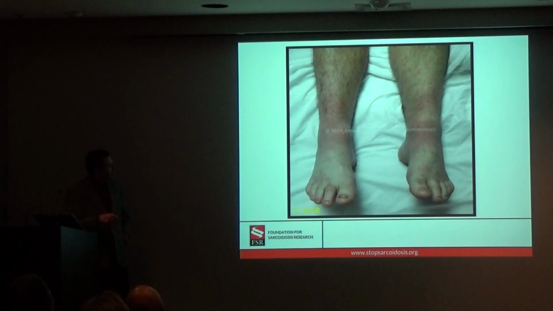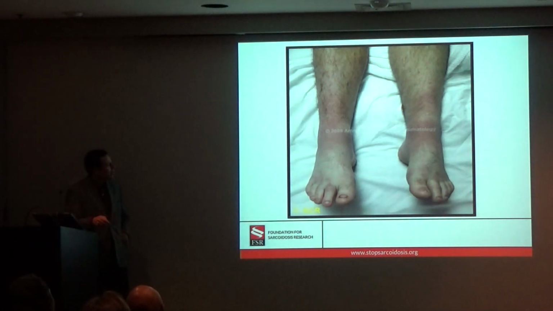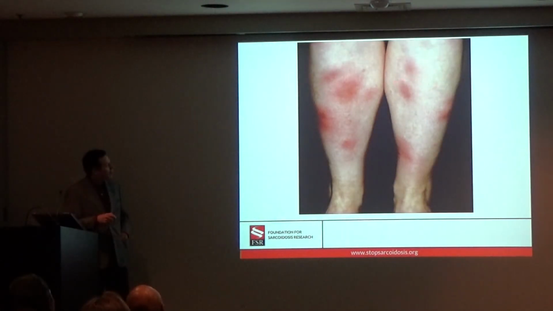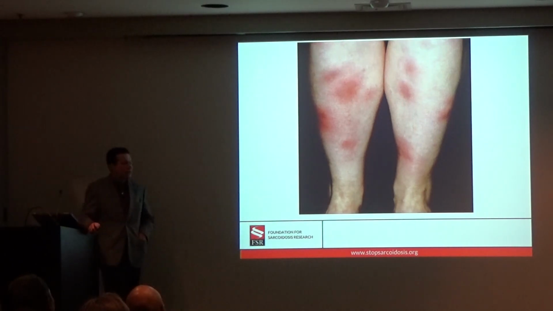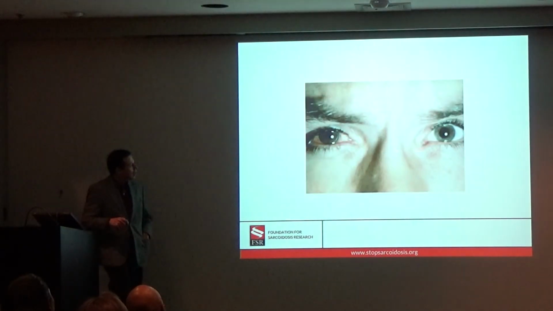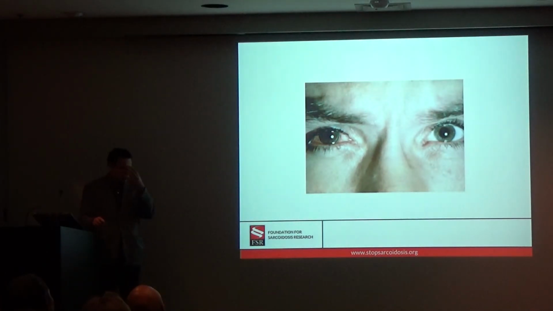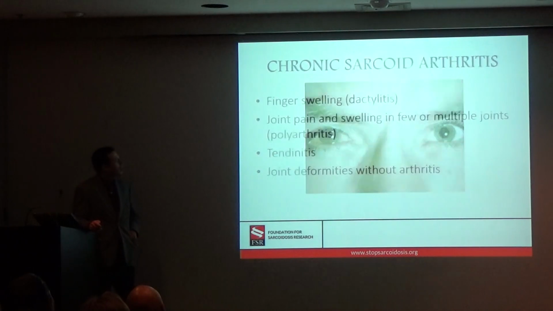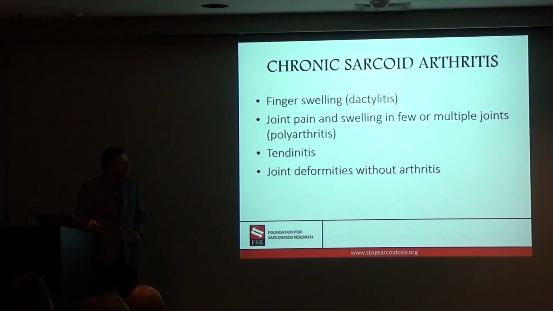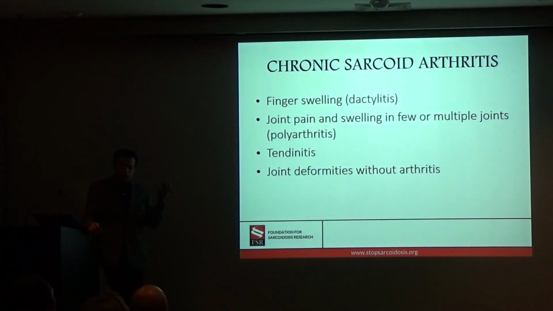And this is how that ankle arthritis looks like. These are those painful knots under the skin that we call erythema nodosum. The eye inflammation usually is redness, discomfort in the eye, light sensitivity. And these patients usually come to our clinics.